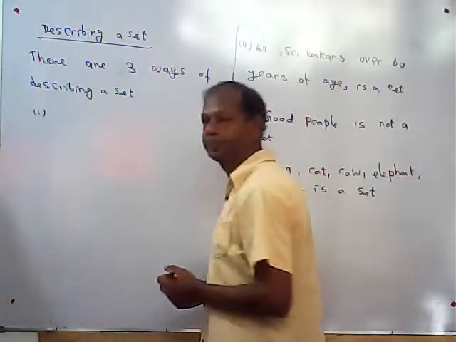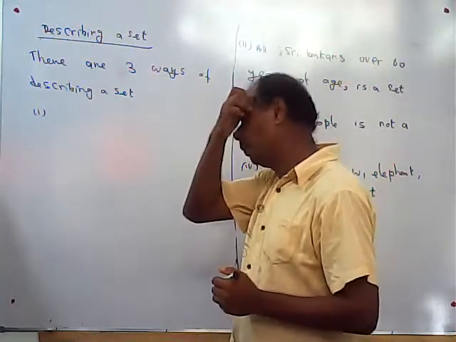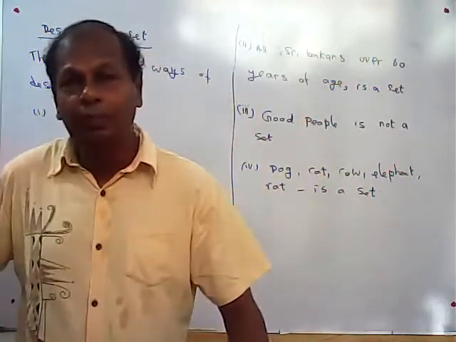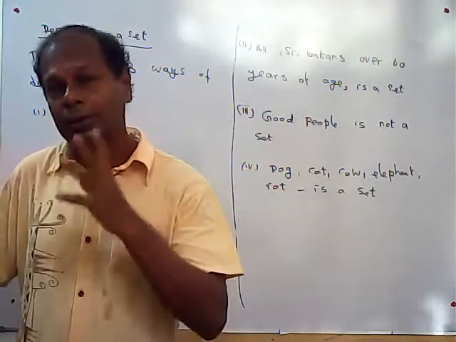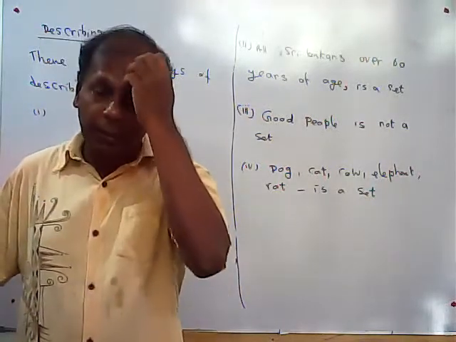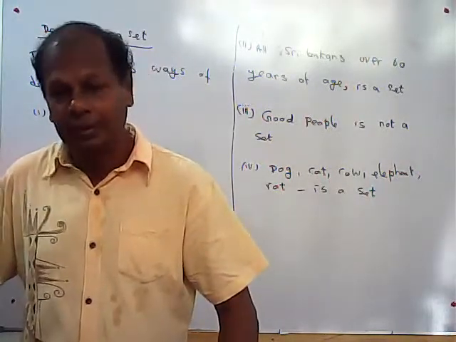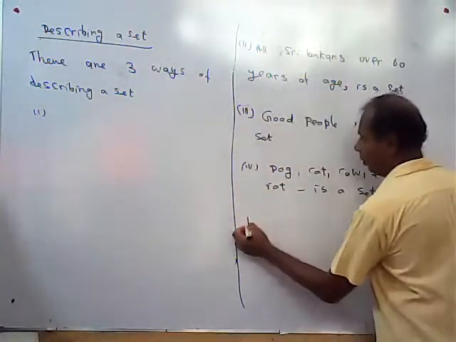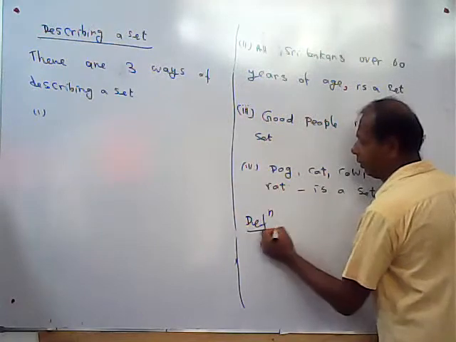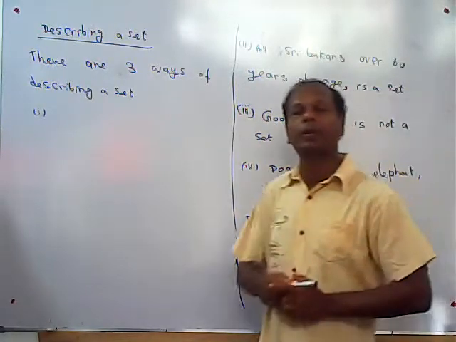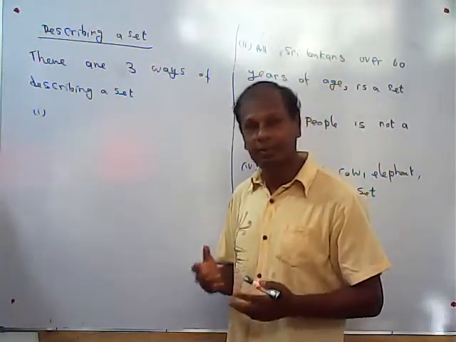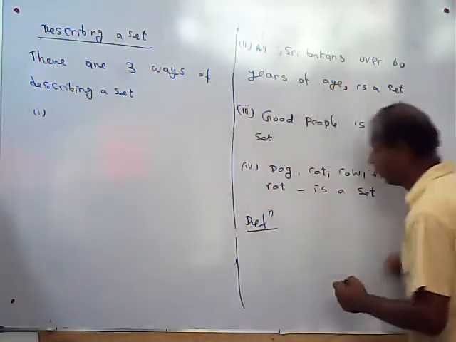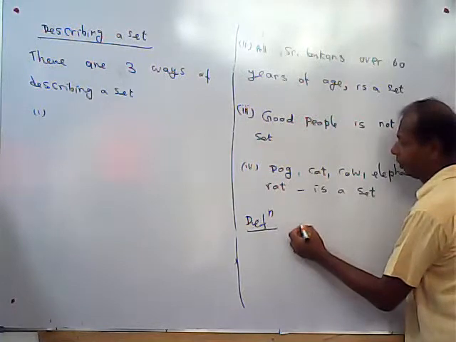Number one, writing down all the elements, everything belonging to the set. What belongs to a set we call elements of the set, right? Elements.